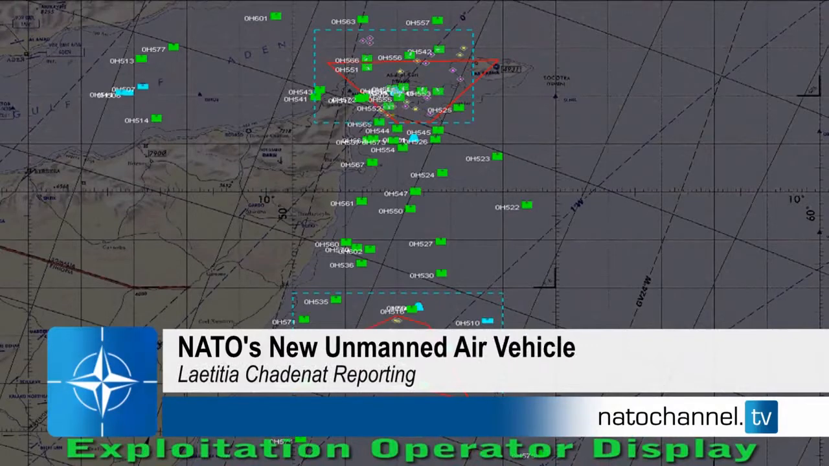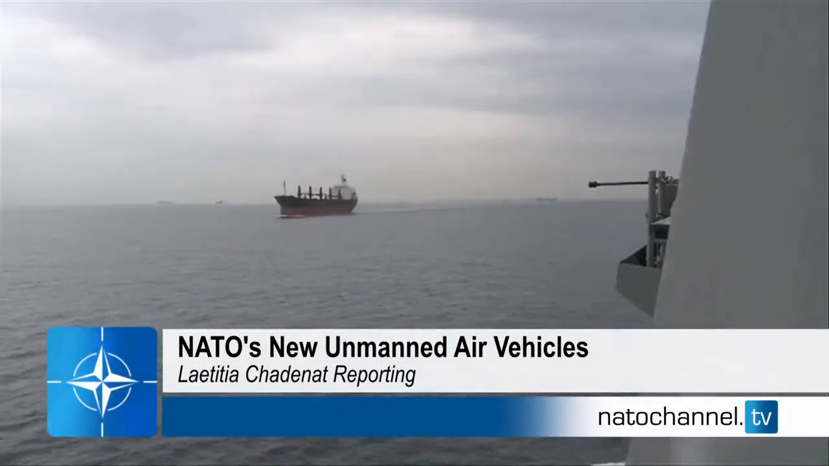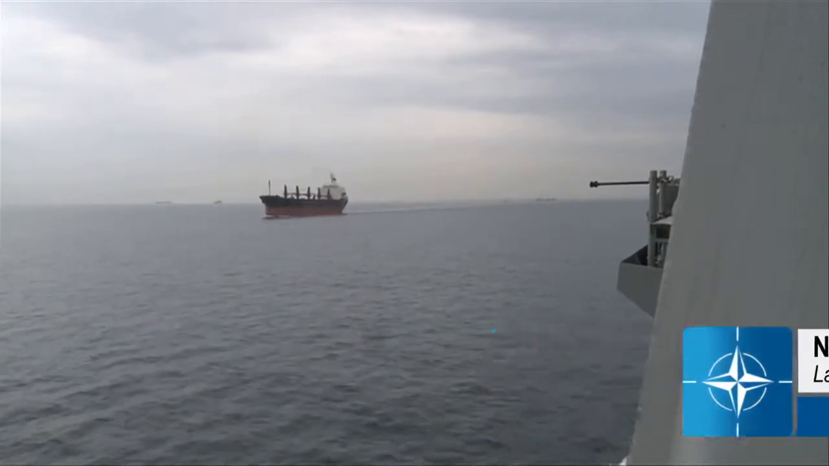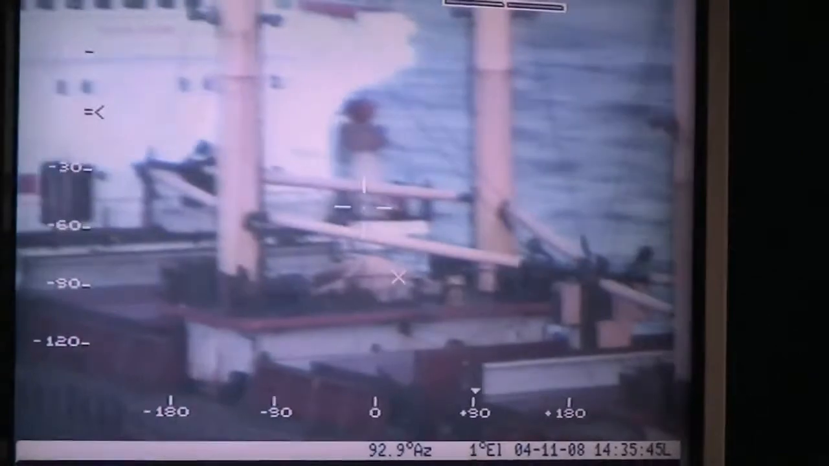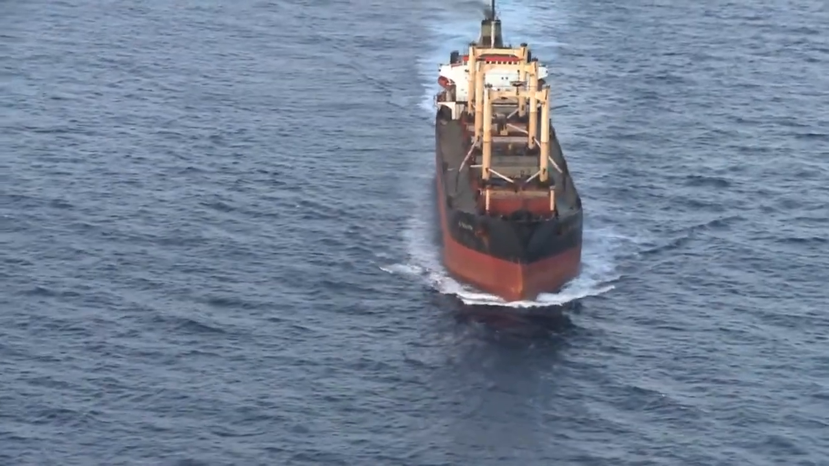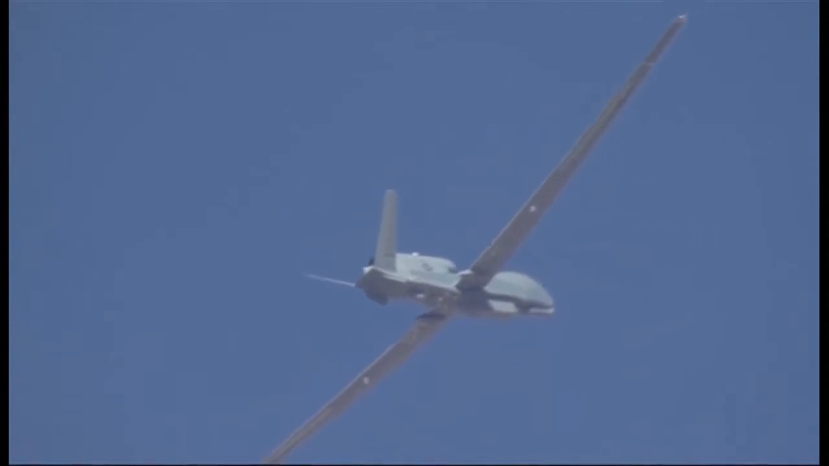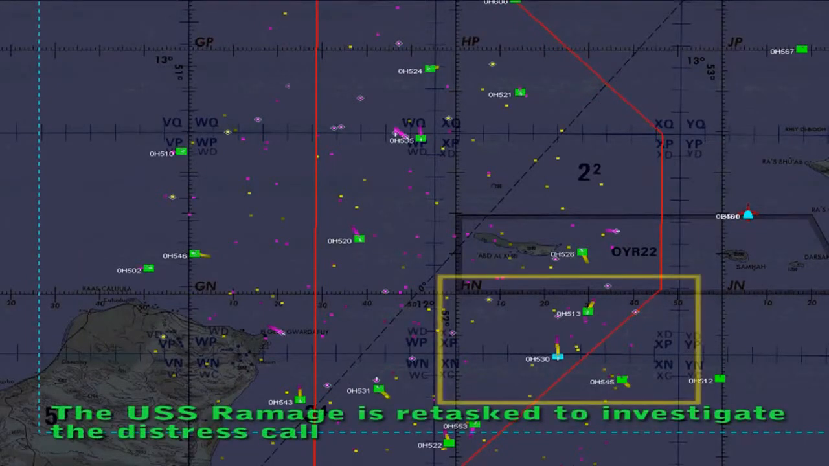The Somali coast, near the Gulf of Aden. NATO is carrying out maritime surveillance to protect ships from attacks by Somali pirates. Suspicious activities are reported. A commercial vessel makes a distress signal. The Alliance Ground Surveillance, or AGS, program is operating. It provides detailed mapping of the situation.